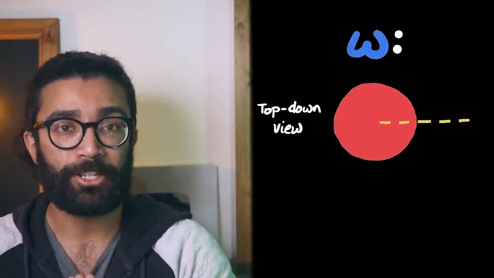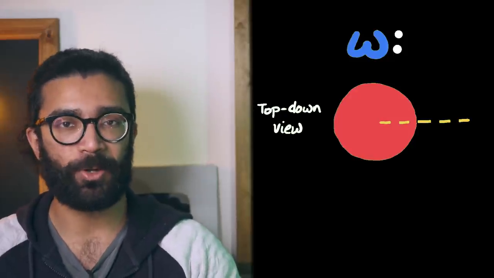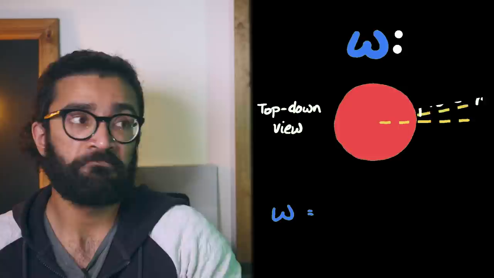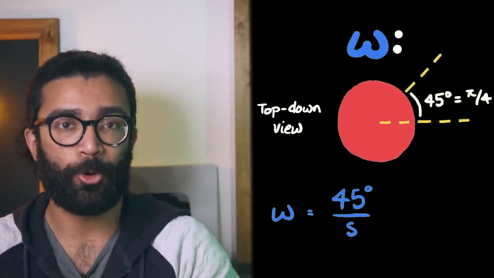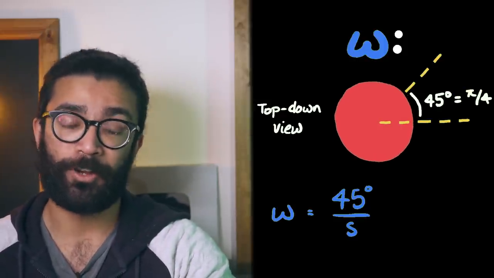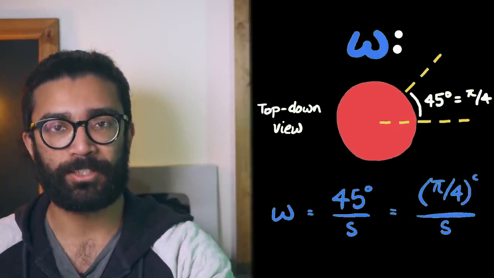Angular velocity is a measure of the angle that our object turns by in a given unit of time. For example, its angular velocity could be something like 45 degrees per second, or pi by 4 radians, which is usually the more preferable unit to use for angles in physics. Pi by 4 radians per second would be its angular velocity here.